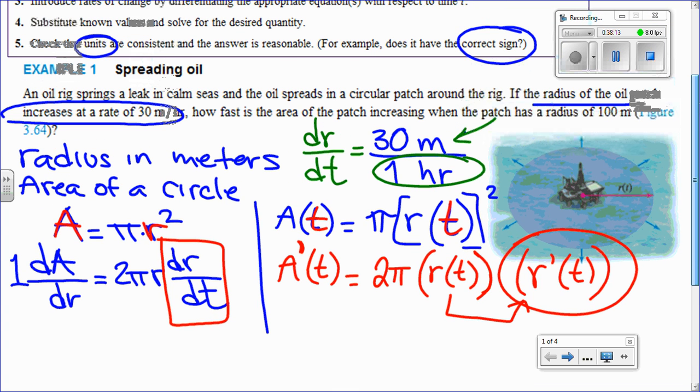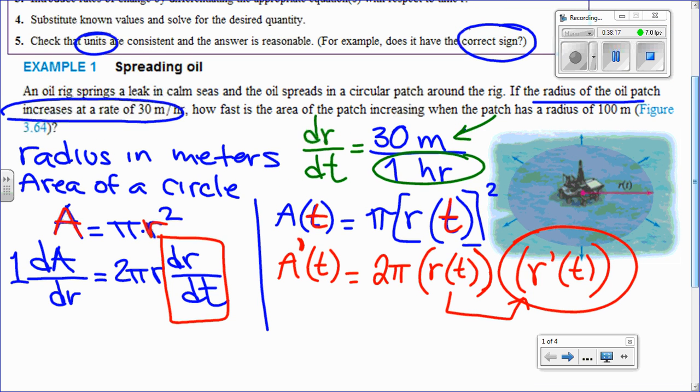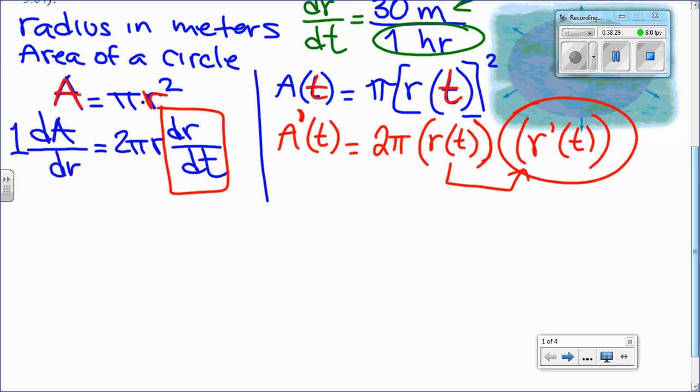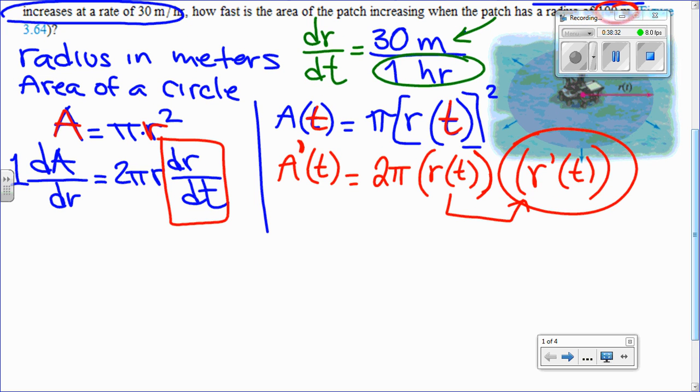we want to know, now let's go back to the question. How fast is the area of the patch increasing when the patch has a radius of 100 meters? Right here. So then what we could do, first of all, is replace, so we're going to substitute that with the number that was given to us from the beginning, from the problem. 30 meters per hour for 1 hour.